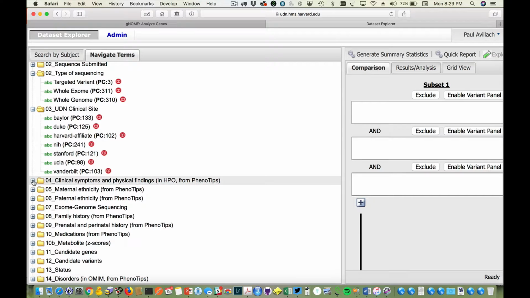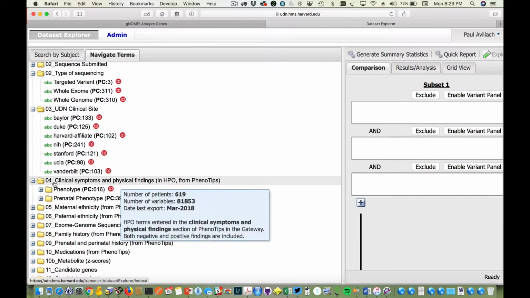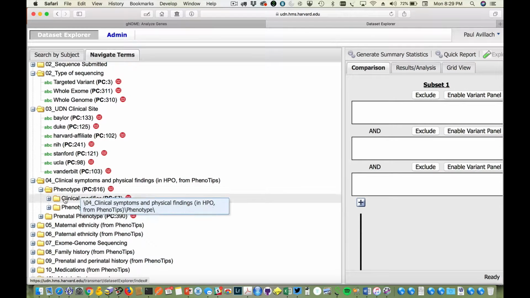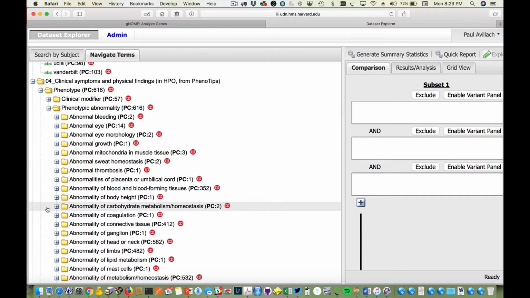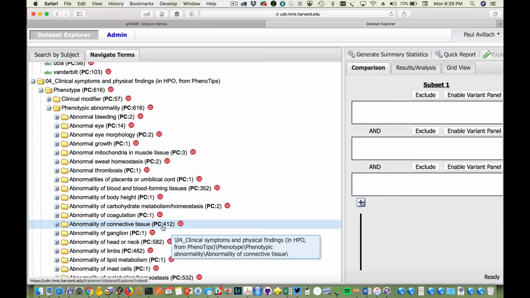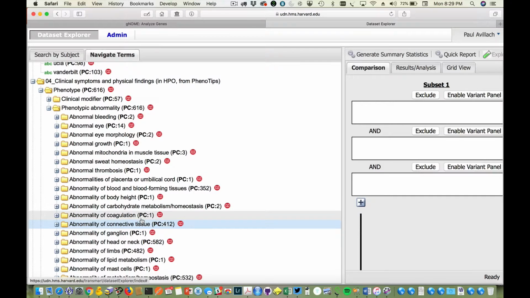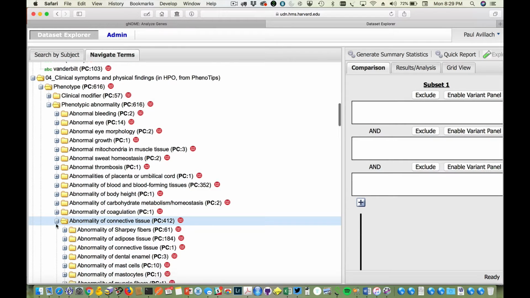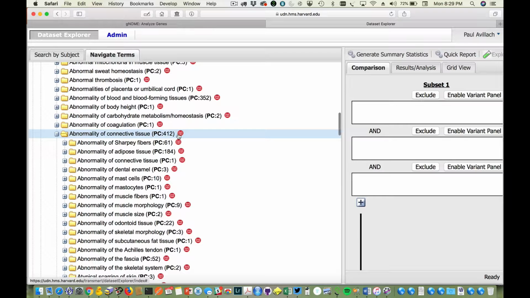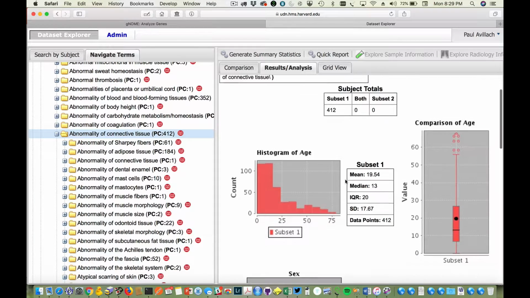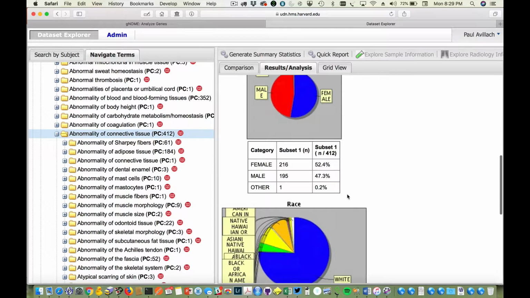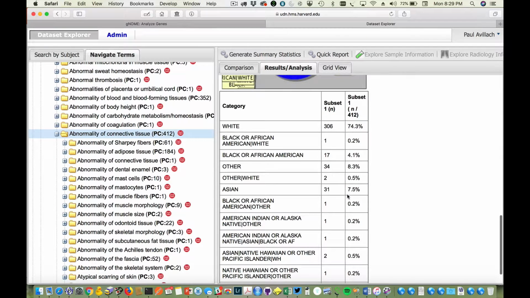Now looking at, for example, the clinical symptoms and physical findings, where I can explore using the phenotype that has been collected with the HPO classification, going down to abnormality of the connective tissue. PC, patient count, is 412 patients. So our previous patient is definitely included in this, but then I'm interested in looking at all patients that have an issue of the connective tissue, where I can just do a drag and drop and then generate summary statistics, where I'll have the histogram of age, sex, and race across all those patients.